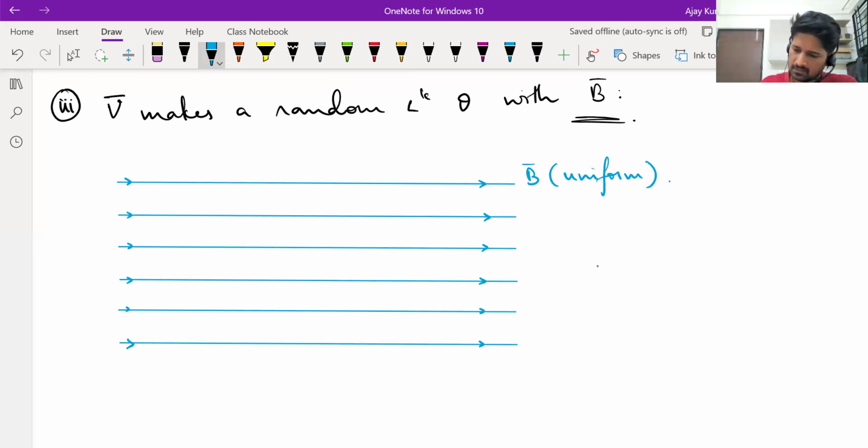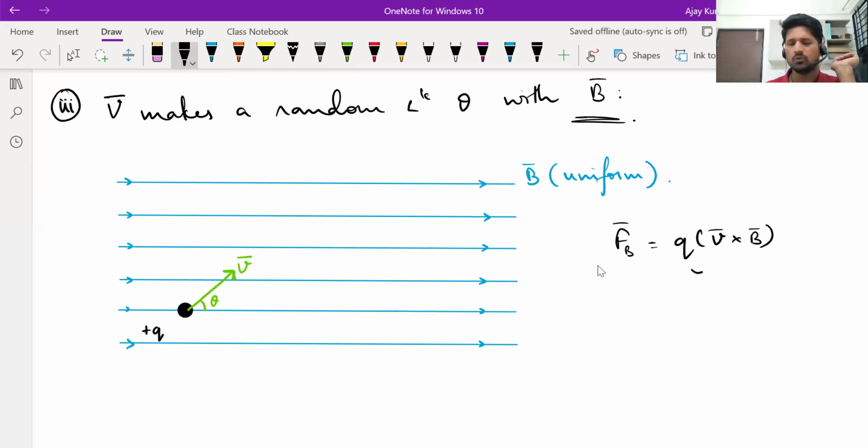Okay. Assume this is the charged particle and its velocity is in some random direction like this, making an angle theta with the uniform magnetic field. Now we need to talk about what happens to this particle. Let's assume it's positively charged for now. If it's negatively charged, the force will act in the opposite direction. Now we know the force exerted by the magnetic field is Q V cross B.